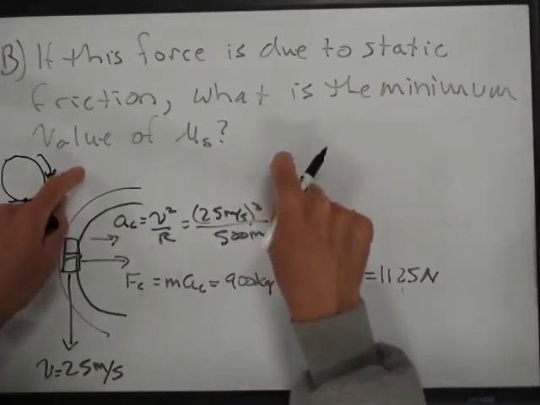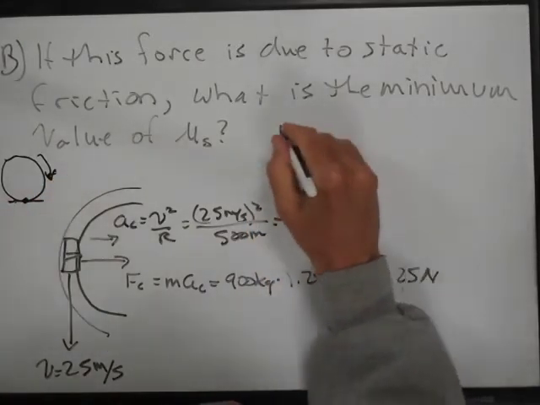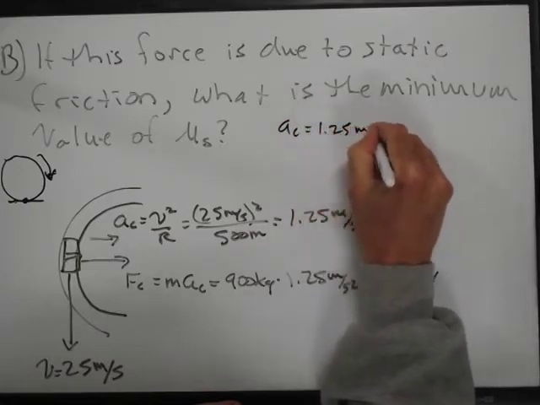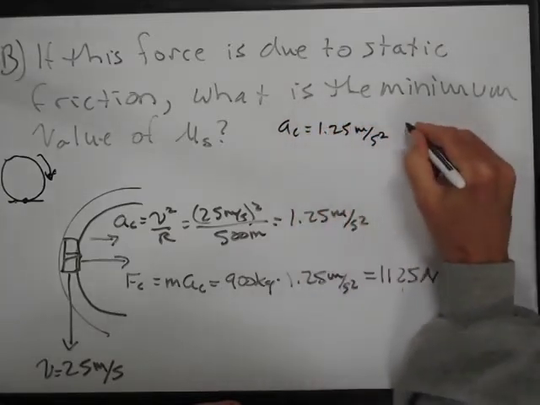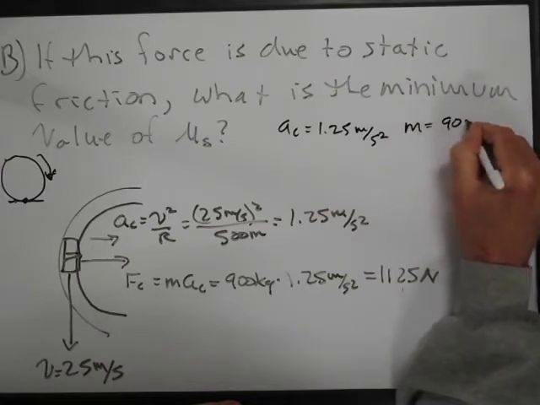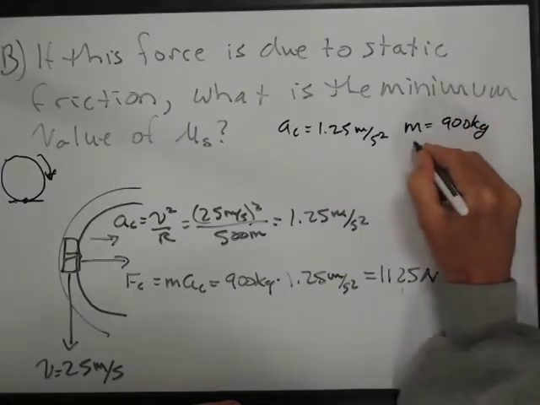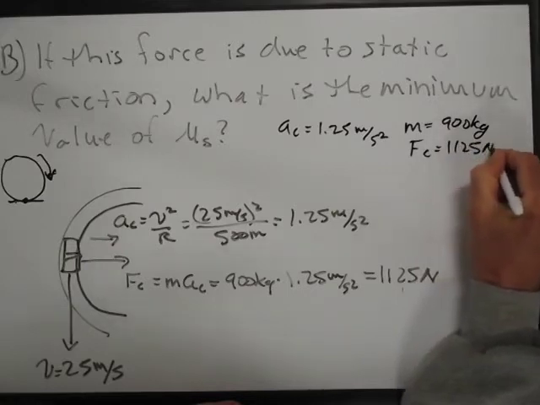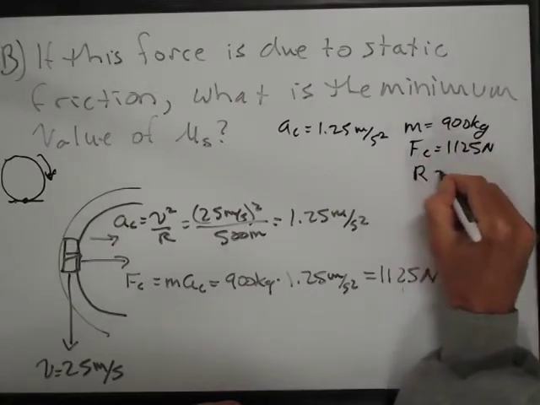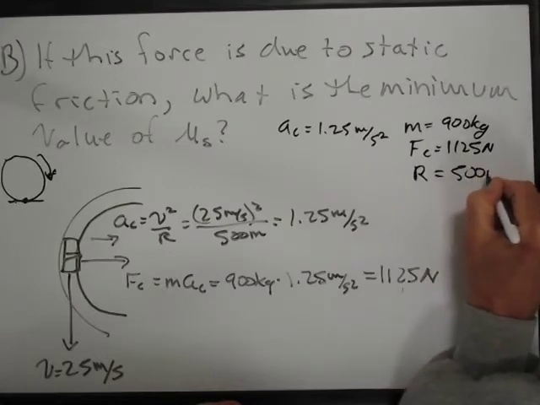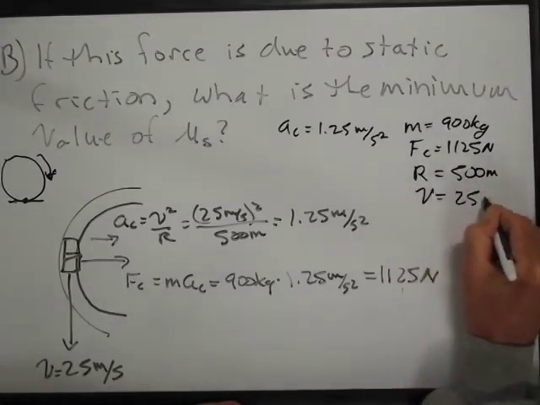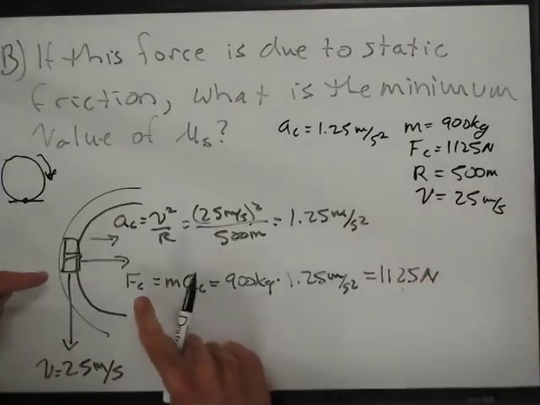And so to answer this question, first I'm going to write down these numbers. A sub c is 1.25 meters per second squared. M is 900 kilograms. F sub c is 1125 newtons. The radius is 500 meters. And v was 25 meters per second. And this is our car.